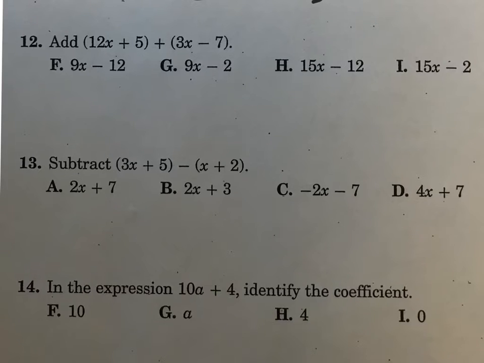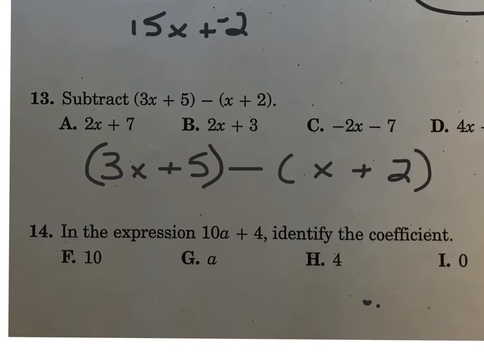Number 12 has parentheses in there. They're not really necessary because they're not a subtraction. I am going to take the 3x minus 7 and change that to 3x plus negative 7. Then I'm just going to combine terms. I get 15x, and I get 5 plus negative 7 plus negative 2, which also would be 15x minus 2, either one. And that's letter I.